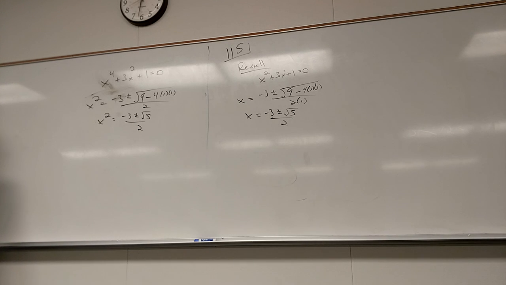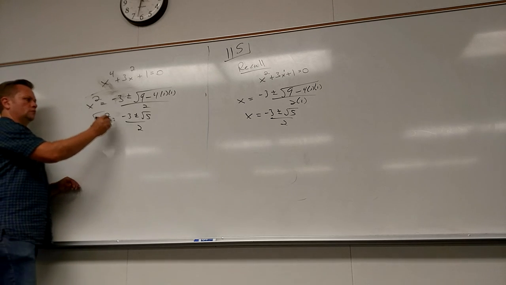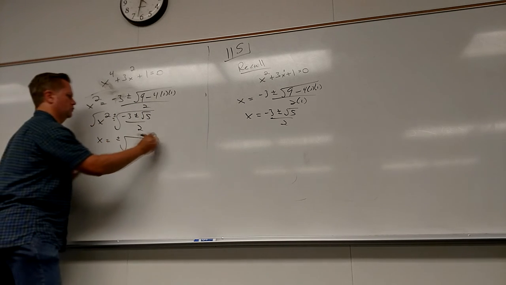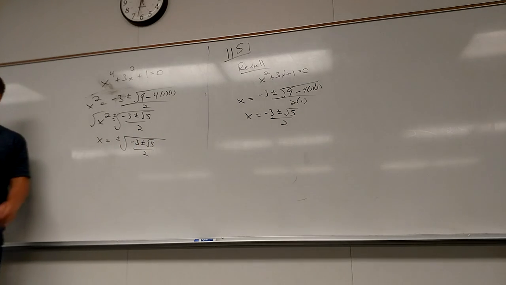And of course, am I done yet? Do I know what x is? No. So how do I figure out what x is? Square root. So we get x equals plus or minus the square root of negative 3 plus or minus the square root of 5 over 2. How does it look at that?